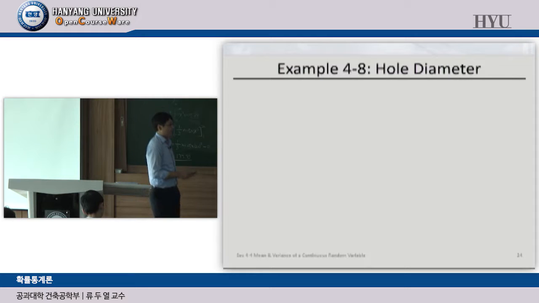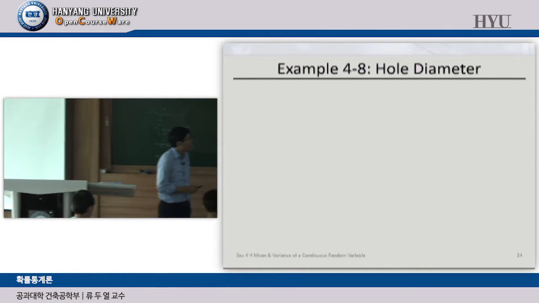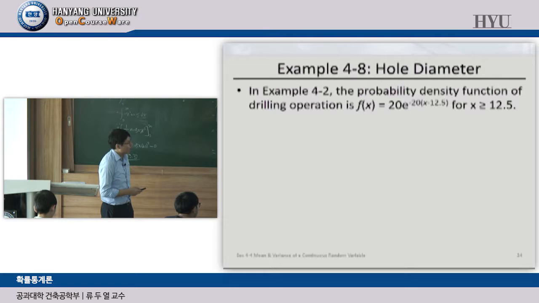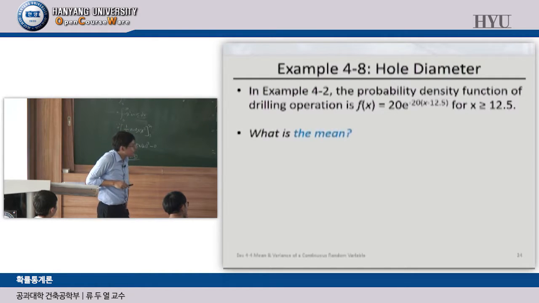And this is another example for the hole diameter. In the previous example 4-2, the probability density function of the drilling operation is 20 multiplied by exponential of minus 20 multiplied by (x minus 12.5) when x is larger than 12.5. So in this case, the probability density function is not constant, right? So for this case, what is the mean?